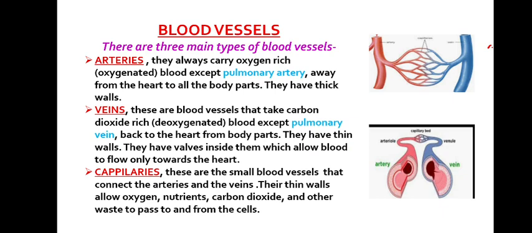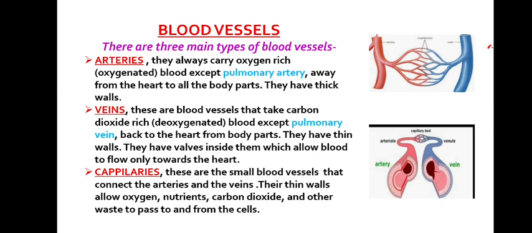Blood vessels are one of the components of the circulatory system. Our circulatory system consists of blood vessels and heart. Already in the previous class we have discussed the composition of blood. In today's class I am going to discuss different types of blood vessels found in our body.